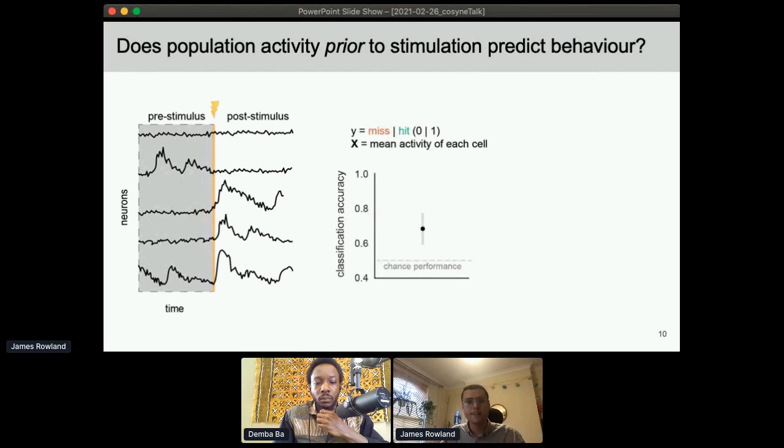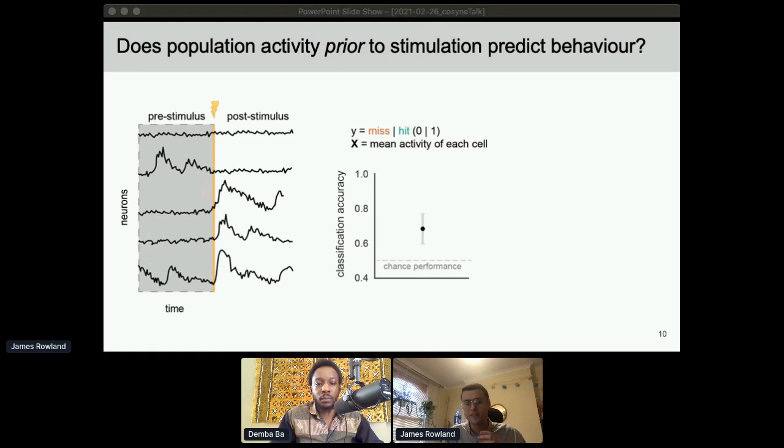And we get an early hint that this may be what's going on through this simple logistic regression classifier. So we show the classifier neural activity in S1 before the stimulus arrives and ask it to tell us whether the upcoming stimulus is going to be a hit or a miss, without it ever seeing any information about the upcoming stimulus or the neural response to it. And we find that this classifier is able to perform above chance, showing that there is something in the neural activity in S1 prior to the stimulus that assists or blocks the upcoming stimulation.